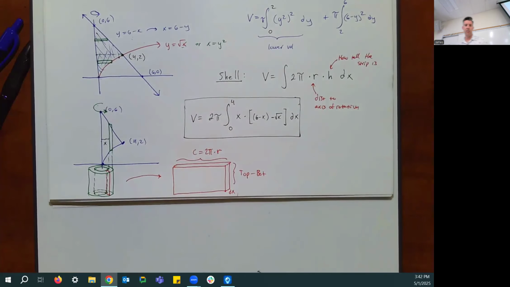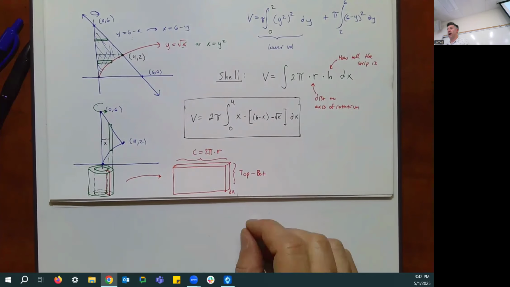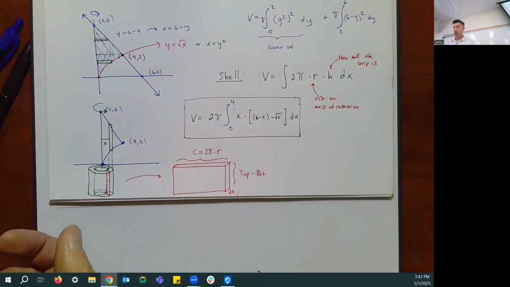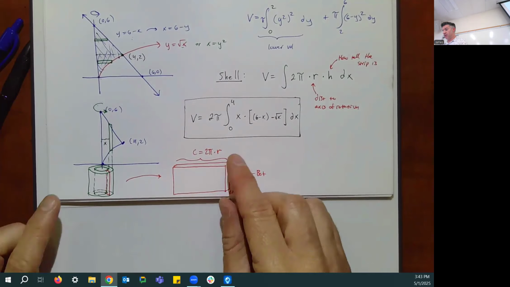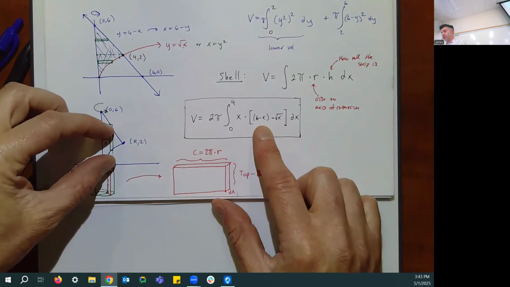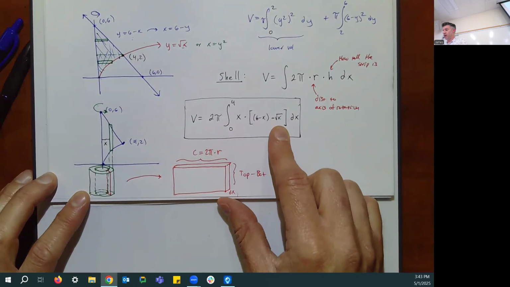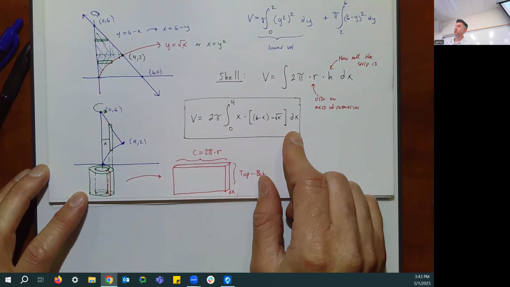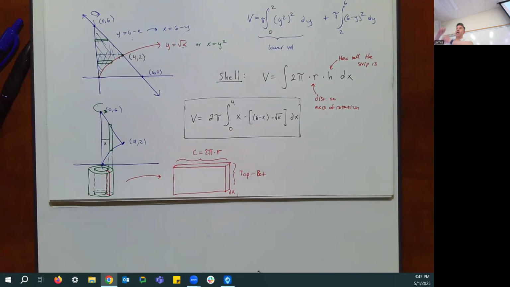So let me say a little bit more here. The idea is that x is going from 0 to 4. So for example, if x were equal to 3, then the radius would be 3. It would be 3 away from the axis of rotation. The height of my strip would be 3 minus the square root of 3, and the thickness would be dx. And as x varies, your height changes and your radius changes. But I'm really just trying to make sure everyone's clear that the radius really is just whatever value of x we happen to be at, as long as the axis of rotation is the y-axis.